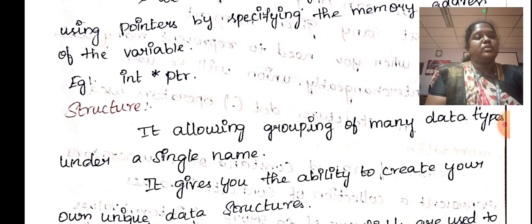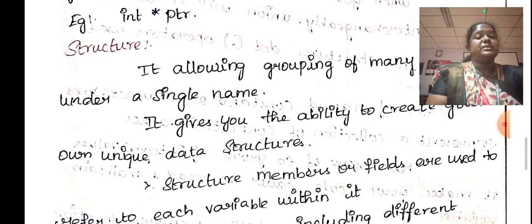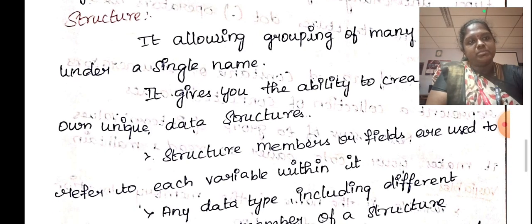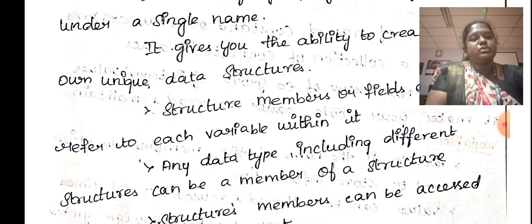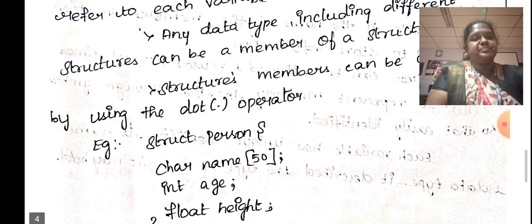Structure is a data type allowing grouping of many data types under a single name. It gives you the ability to create your own unique data structure. Structure members or fields are used to refer to each variable within it. Any data type, including a different structure, can be a member of a structure. Structure members can be accessed by using the dot operator.